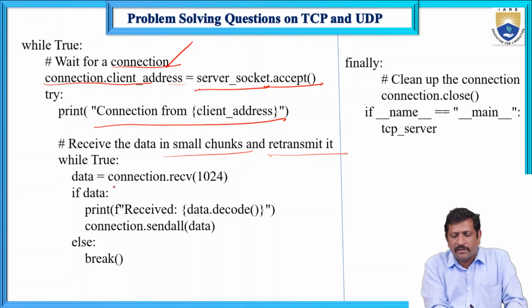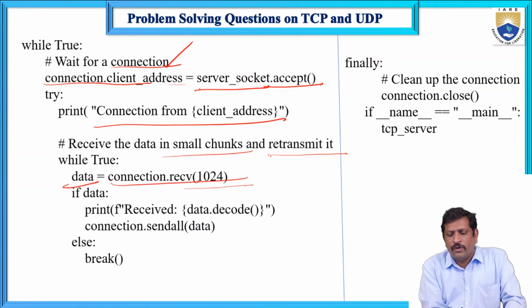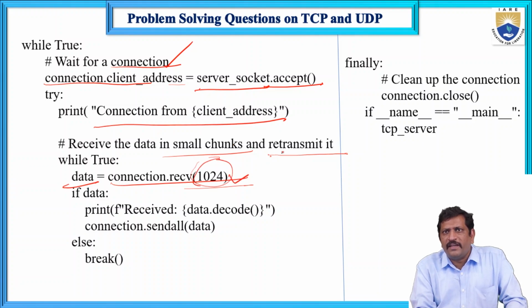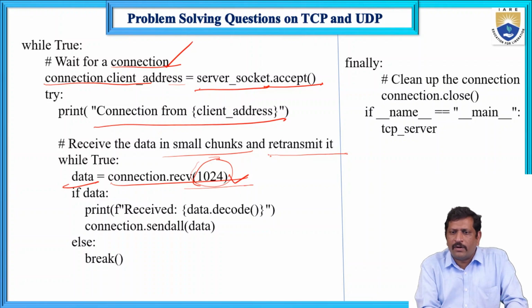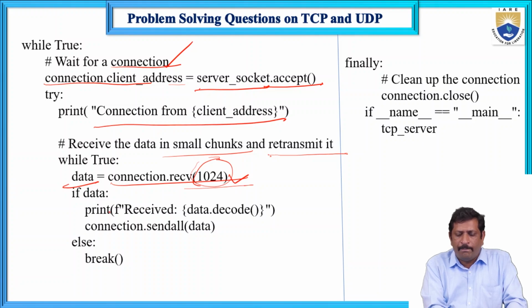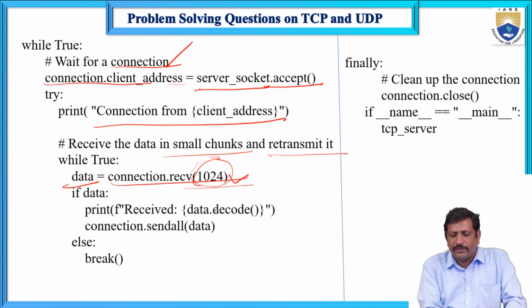Now for receiving the data, whatever data we transmit, the server receives it with the help of this function. The code for this in Python is connection dot recv 1024. 1024 is the number of bytes to receive at a time. With the help of this we can receive the data. If data, then print f received data dot decode.